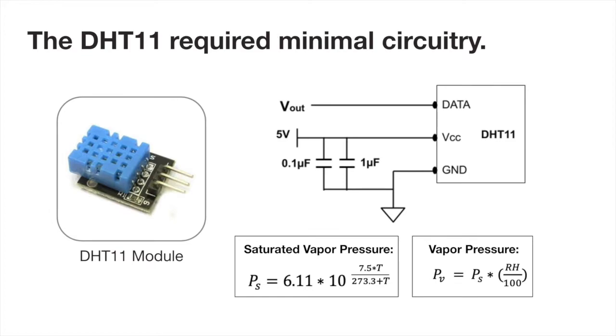The DHT11 module performs a resistive type humidity measurement and an NTC temperature measurement. The module outputs a digital signal containing integer values for both measurements. This requires minimal circuitry. These equations were used to calculate vapor pressure from the DHT11 output.